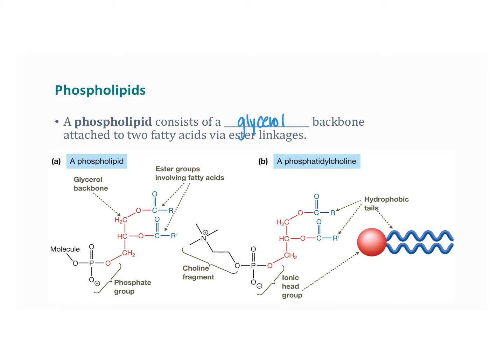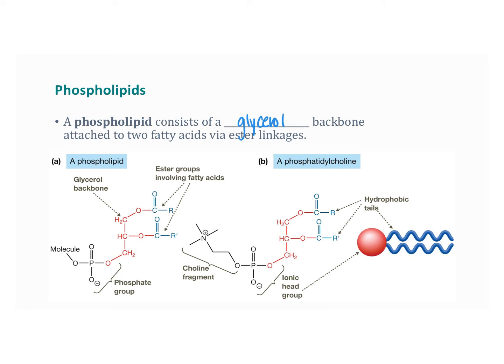Typically what we see here is the phosphate group is bonded to a second molecular fragment, like a choline fragment, it'll be bonded to another thing here. And then it'll be specific. So what I'm saying is this is generic. Notice there's a molecule here.